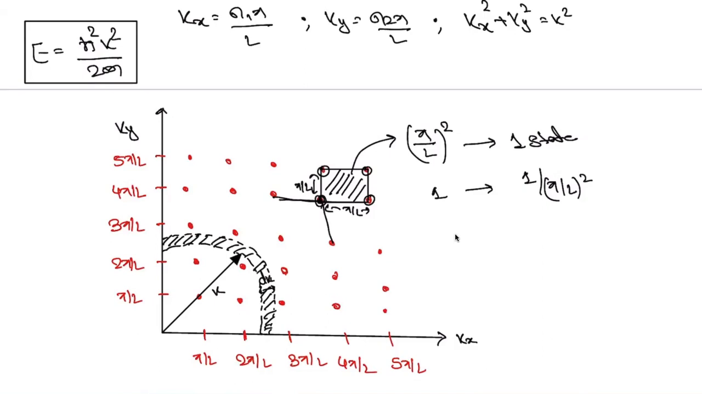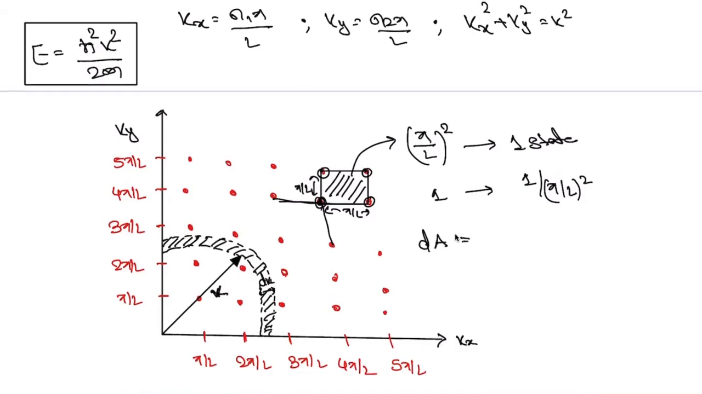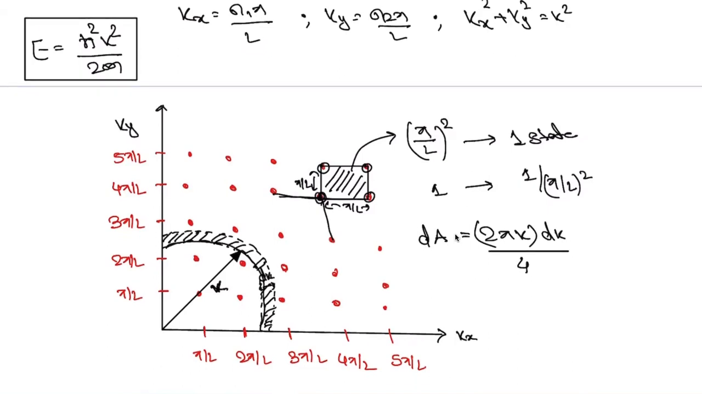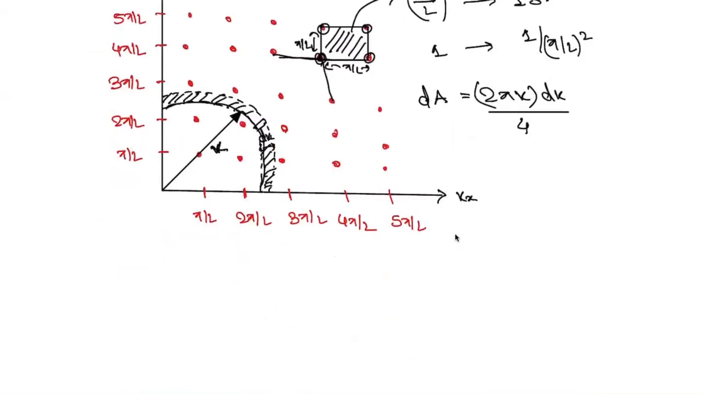So what is the area of this elemental length? The radius is k. So this dA is basically 2 pi k into dk. I hope you know these basic things, right? Because it will be one-fourth, it will be by 4. By 4, because it is a quarter, right? 2 pi k dk is the elemental area of the annular ring. So dA is 2 pi k dk upon 4.